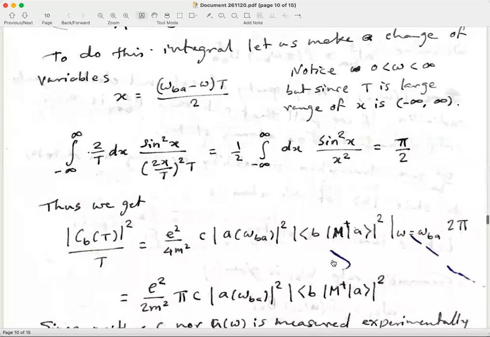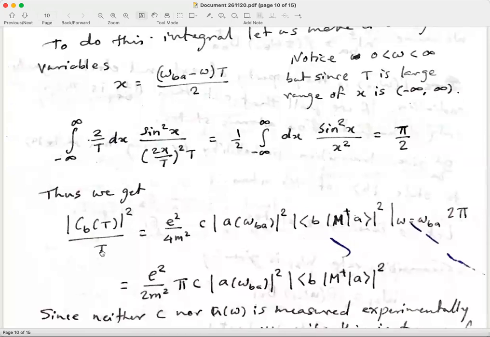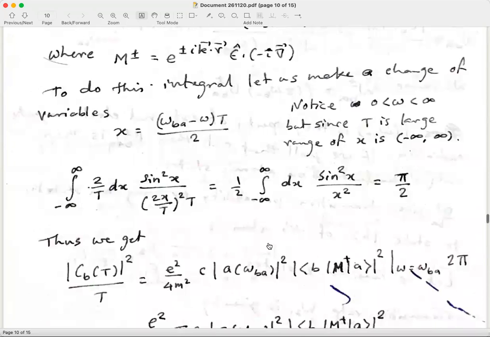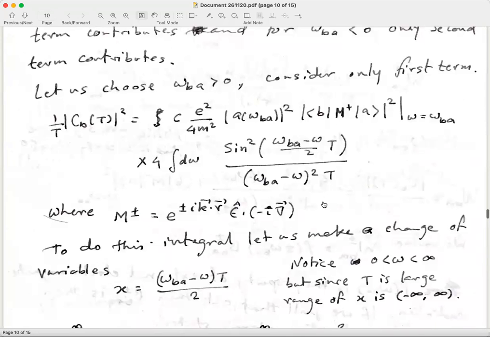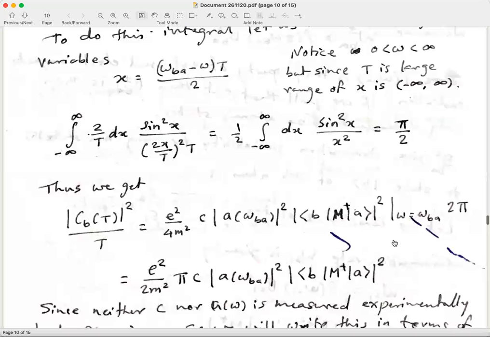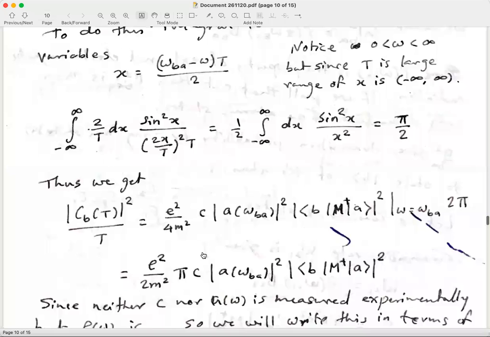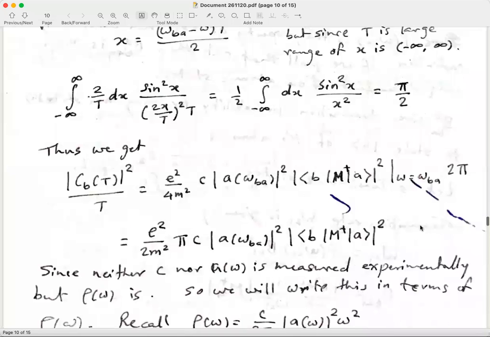So what you get is mod CBT squared upon T equal to E squared upon 4m squared, mod A squared. These are all factors that were already sitting around in the previous expression. Then there is the matrix element mod square evaluated at omega equal to omega BA. That means the energy is sufficient to effect this transition from the state with energy EA to the state with energy EB, times 2 pi. So you can put that back in and write down this expression in this particular form.